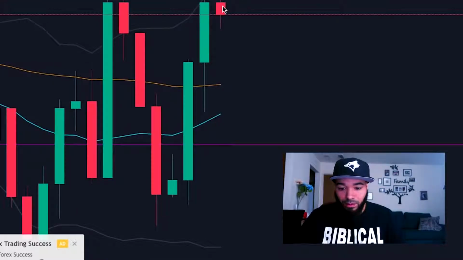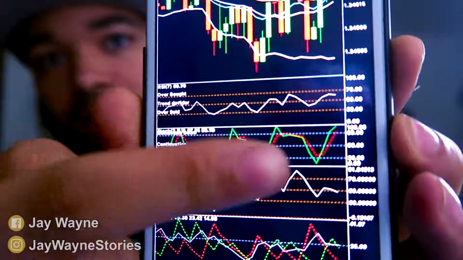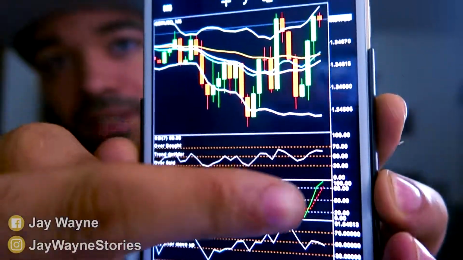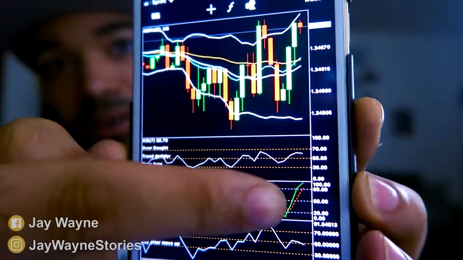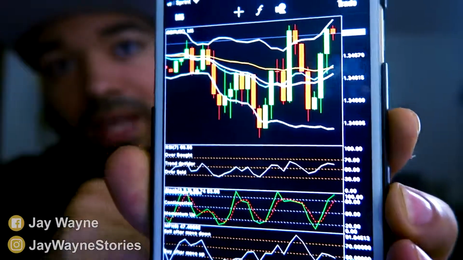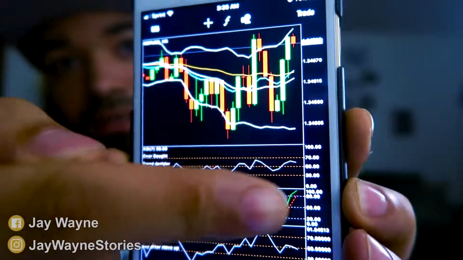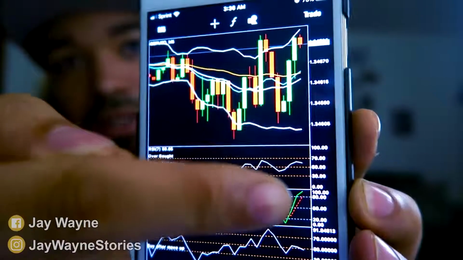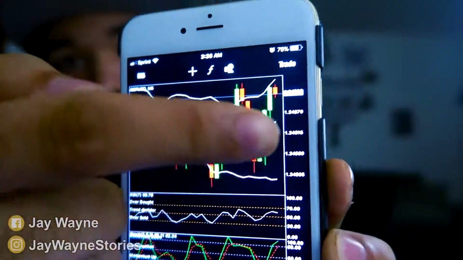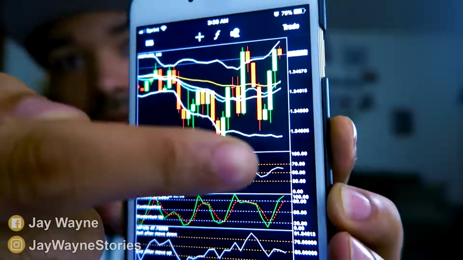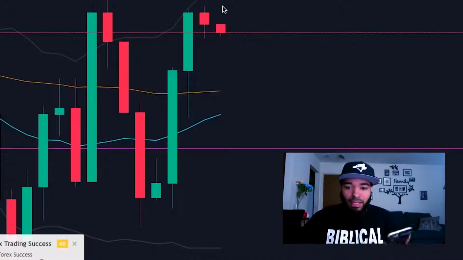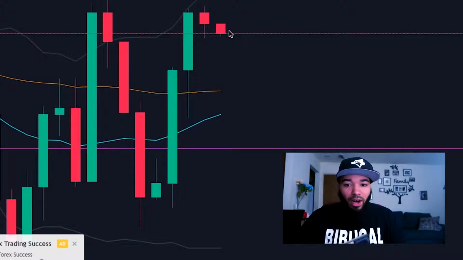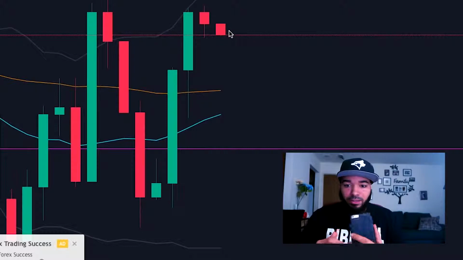So, if you look on my indicators right here, as soon as that crosses to the downside, I get in on a sell. That's my stochastic. As soon as that crosses right there, going downward, and as you can see that red candle is forming, that's when I'm gonna get in on a sell. Looks like it's going back down, guys, so I got in on a sell. We just ride it up and down, up and down. That's all we do.